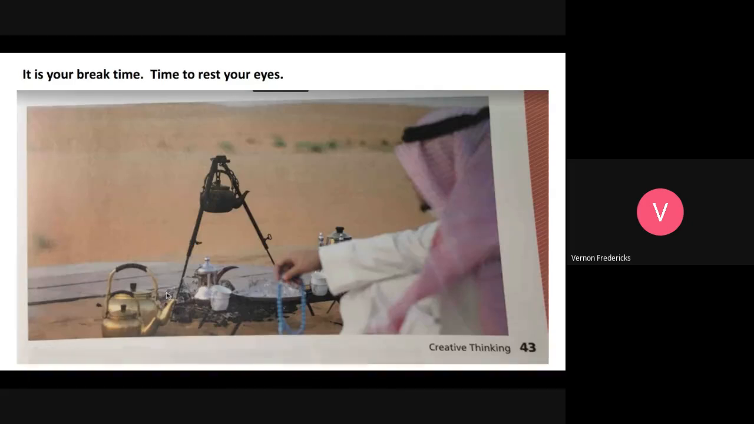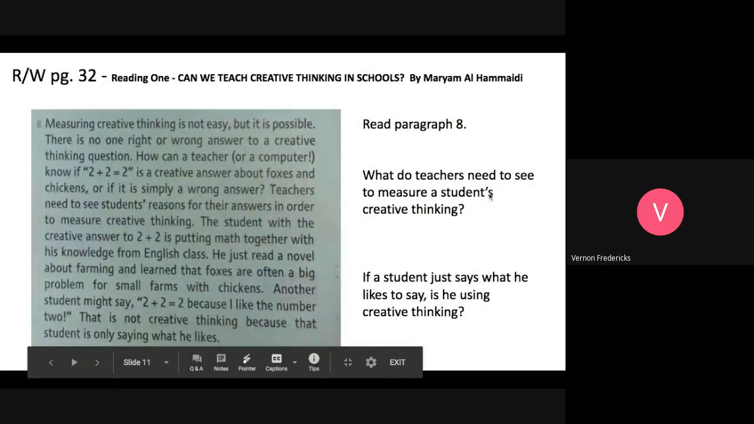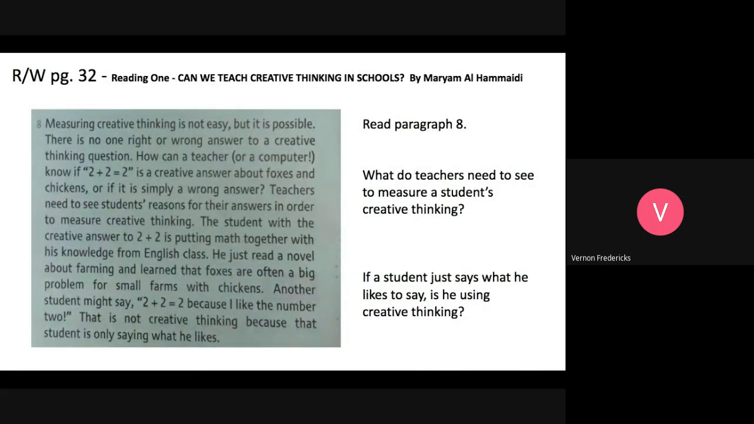Okay, students, welcome back. Let us continue. We're still continuing with the reading, yeah? Let's read paragraph 8. The question there is, what do teachers need to see to measure a student's creative thinking? And the next question is, if a student just says what he likes to say, is he using creative thinking? Okay? So these two questions, bear it in mind, yeah?